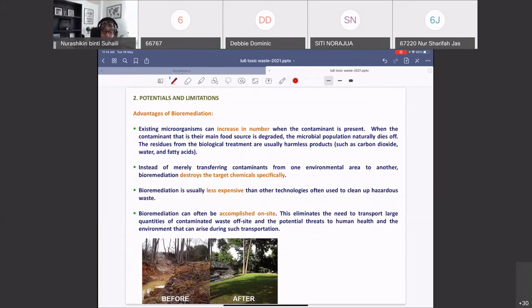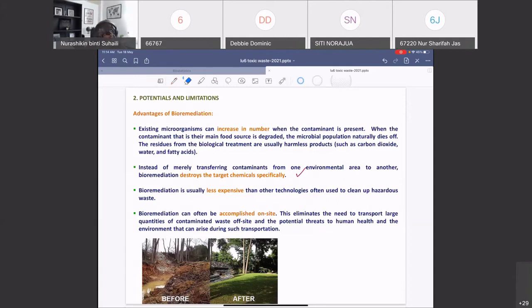So another way of solving or avoiding such problems is by using biotech approaches. So bioremediation can eliminate the emission of those chemicals that are otherwise produced from the chemical processes or chemical treatment. Okay, so that one is this point.